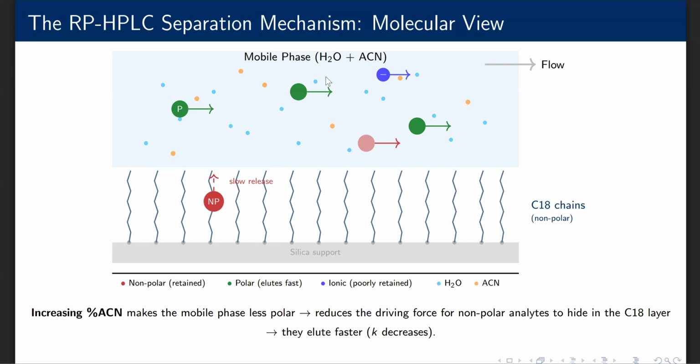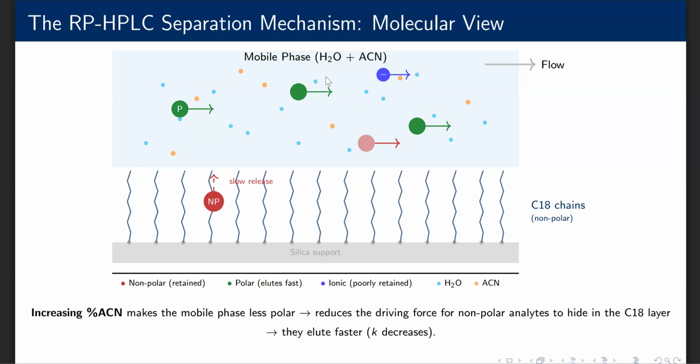The mobile phase above contains water molecules, shown as small blue dots, and acetonitrile molecules as orange dots. Now examine the analytes. The nonpolar analyte, labeled NP in red, is buried in the C18 chains. It is hydrophobic and partitions strongly into this nonpolar environment. The dashed arrow shows it slowly releasing back into the mobile phase. The polar analytes, labeled P in green, are riding with the mobile phase.